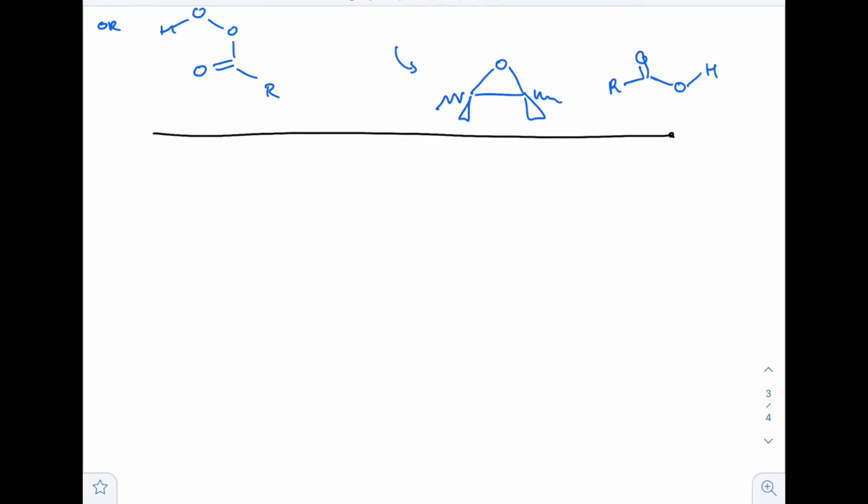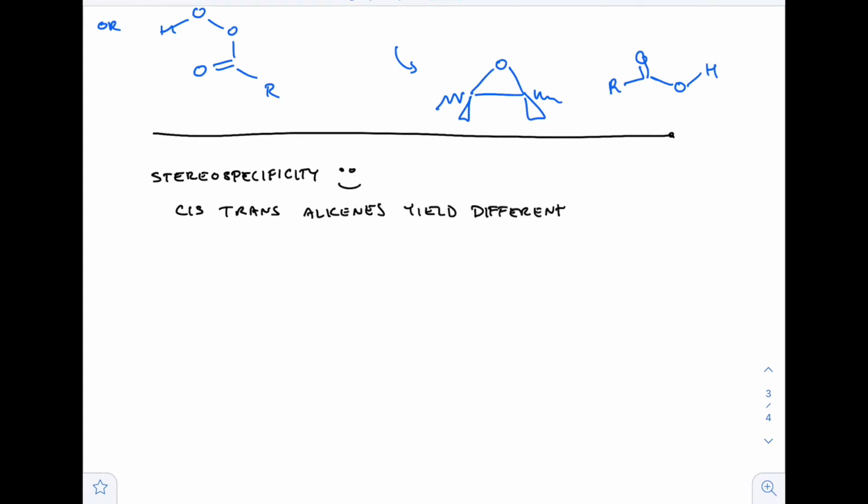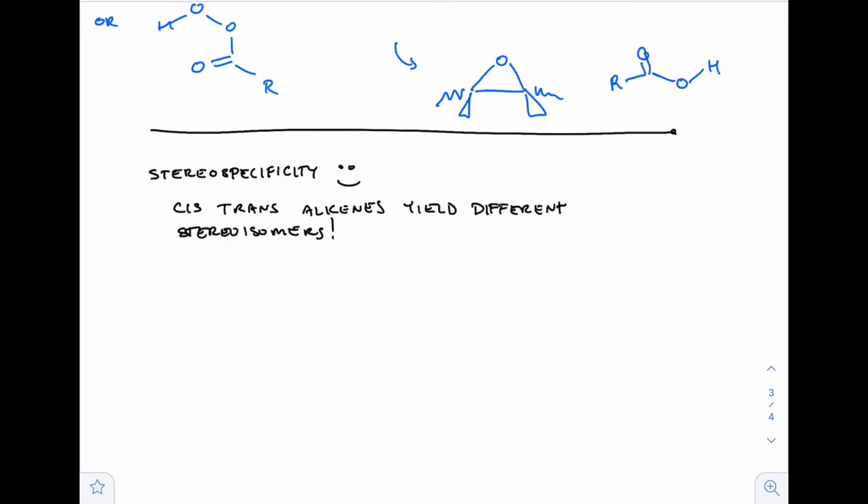Okay, so anytime you see MCPBA or the peroxyacetic acid, then you're thinking, if I got an alkene, I'm about to make an epoxide, and I get two different isomers. Okay, and that's the idea of stereospecificity. For cis and trans alkenes, we yield different stereoisomers, and so this is a concept that we've already learned, right?